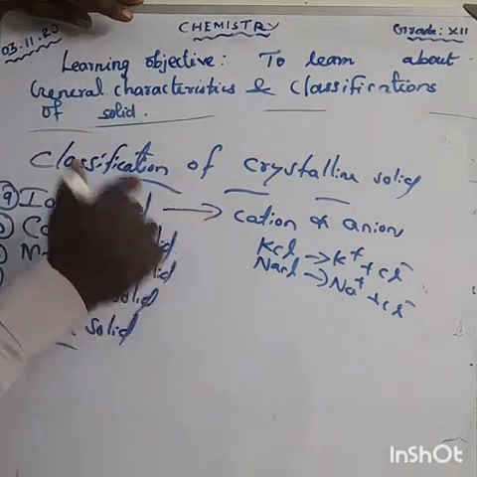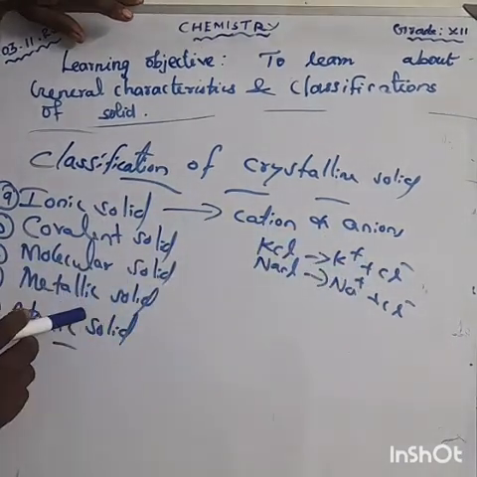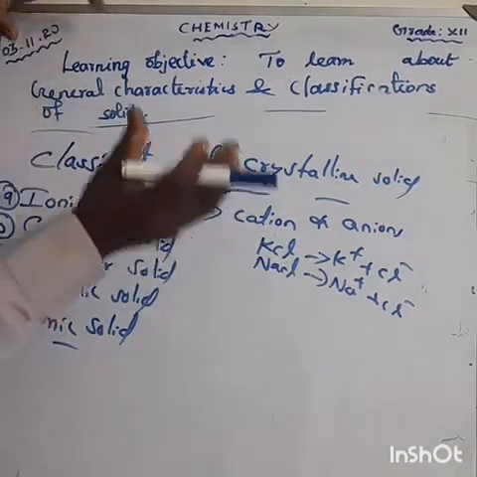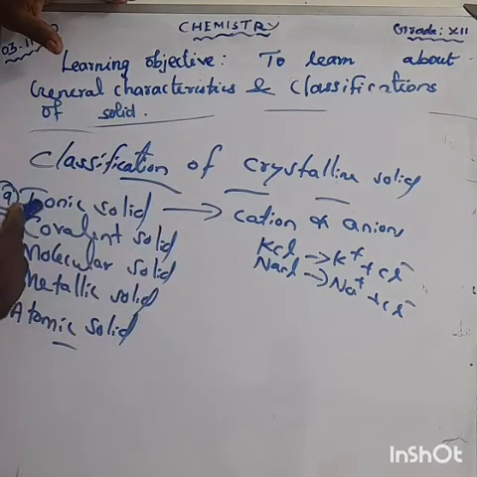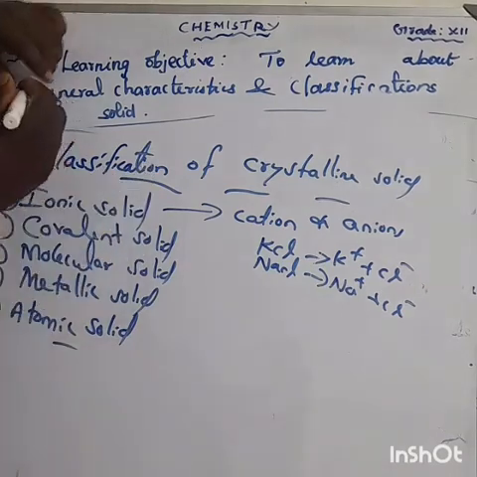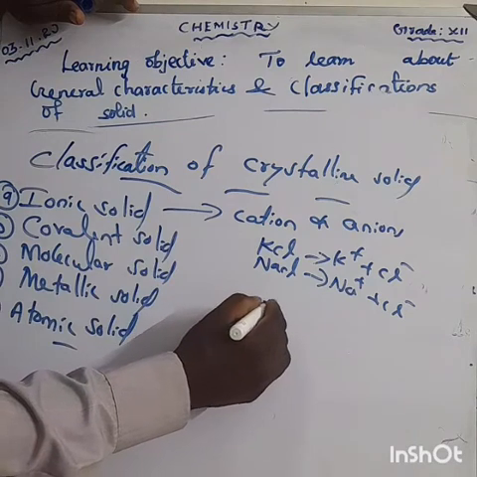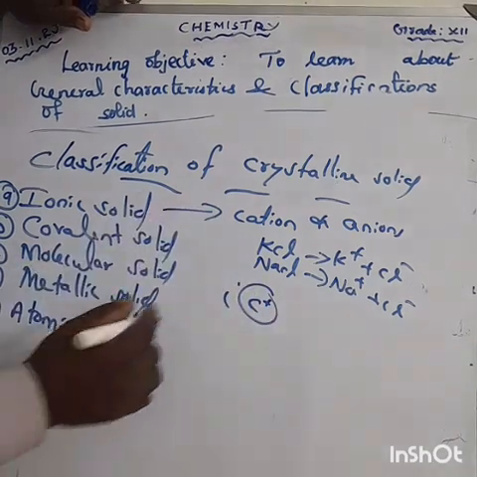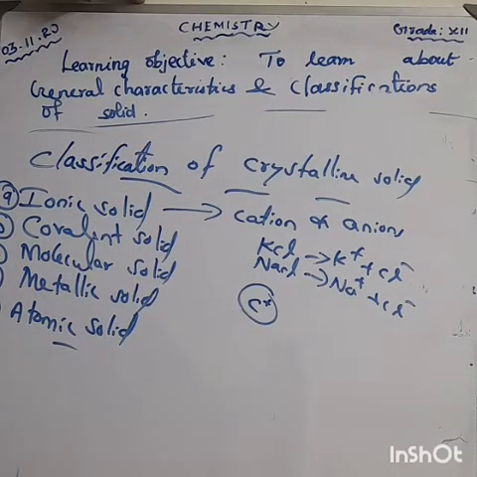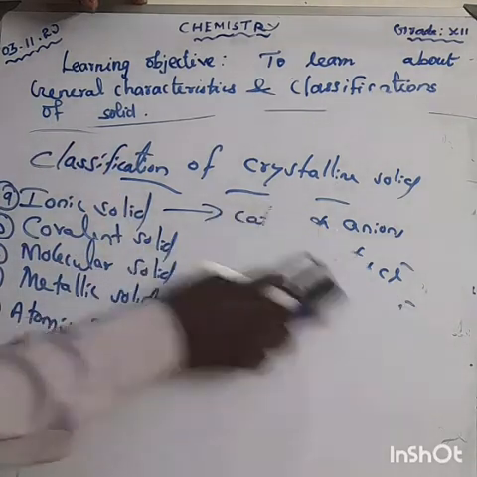Here the structural units of ionic solids are cation and what? Anion. They are bound together by a strong electrostatic force of attraction. To maximize the attractive force, each cation is surrounded by anions. One of the very good examples is sodium chloride.